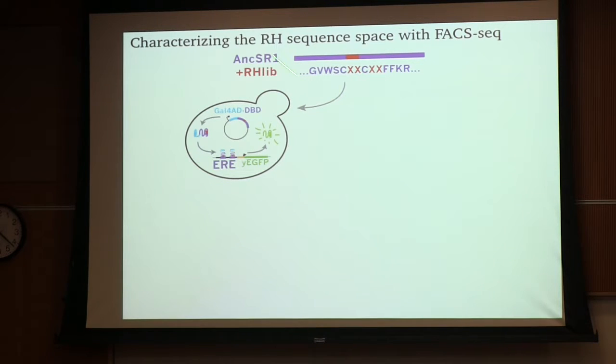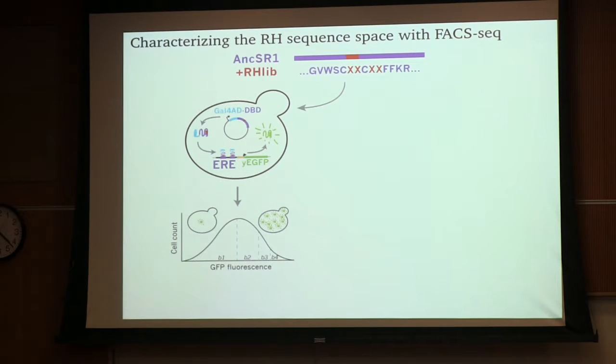And here's the assay. He produces this library. He clones it into an expression vector with the Gal4 activation domain, puts this into yeast with an integrated reporter construct consisting of GFP that's driven by the ERE. So effective DBD variants will cause GFP to light up.